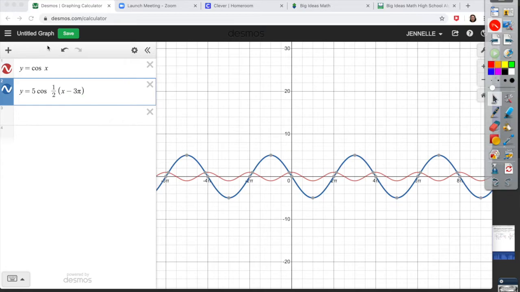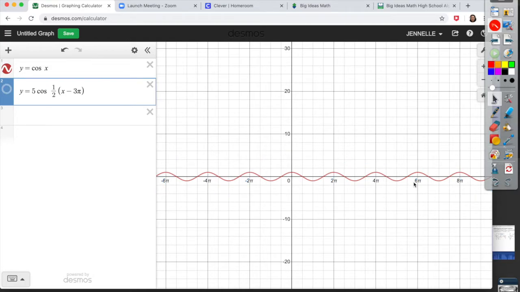Okay, so here's example 4 in your book. It's graphing horizontal translations. Again, the red line is my parent function. Always important to see the parent function. And here is the graph of example 4. All right, so let's identify again the amplitude, period, horizontal and vertical shift.